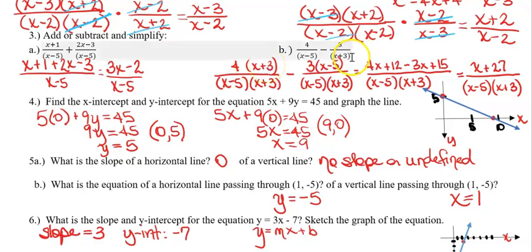Same thing here. To get from this denominator of x plus 3 down to this denominator, we multiplied by the x minus 5. So again, whatever I do to the bottom, I do to the top. So we're going to take the 3 we already had and multiply it by the x minus 5. So now that I have a common denominator, I can combine my two numerators.